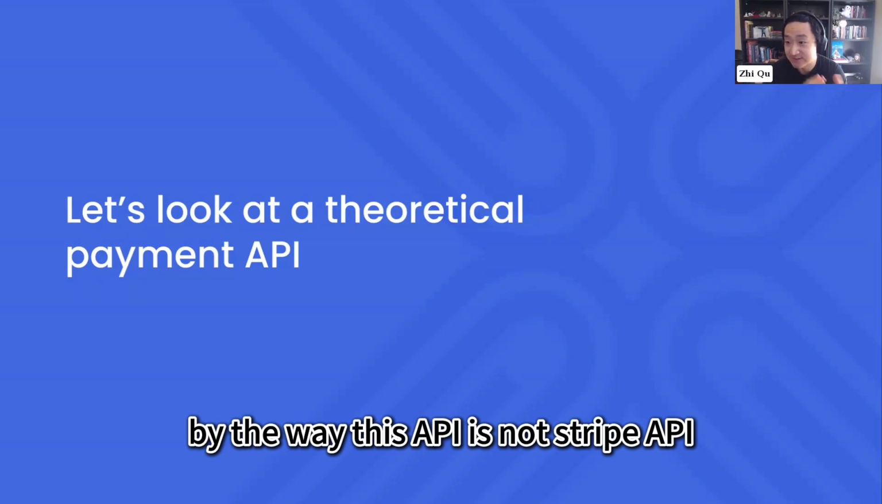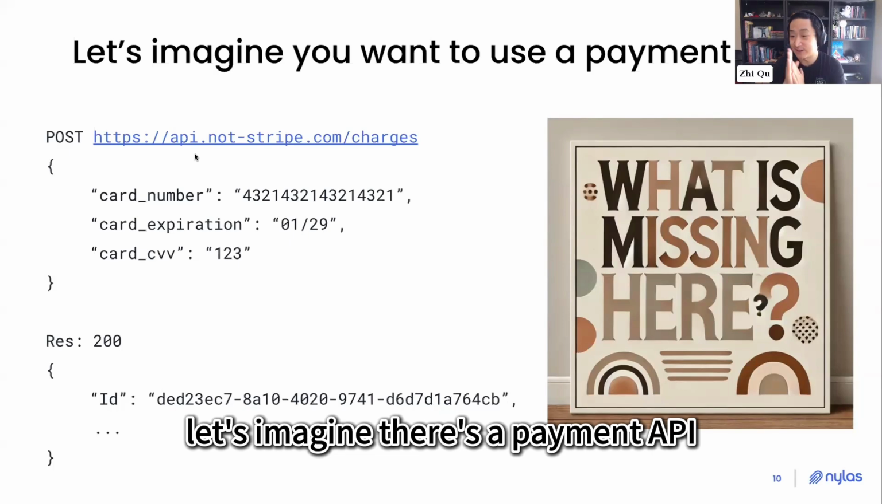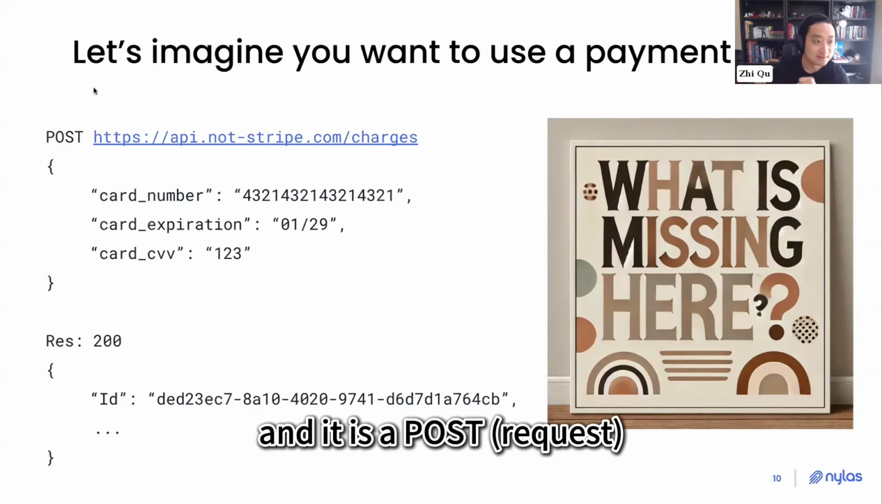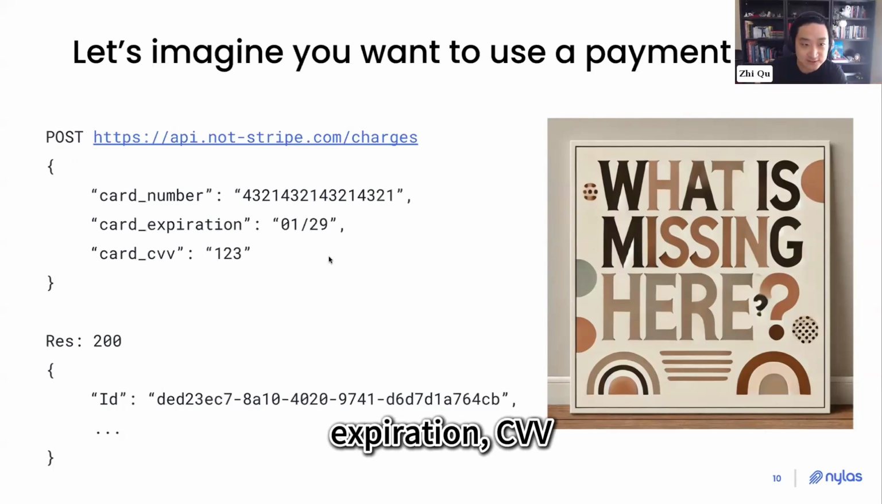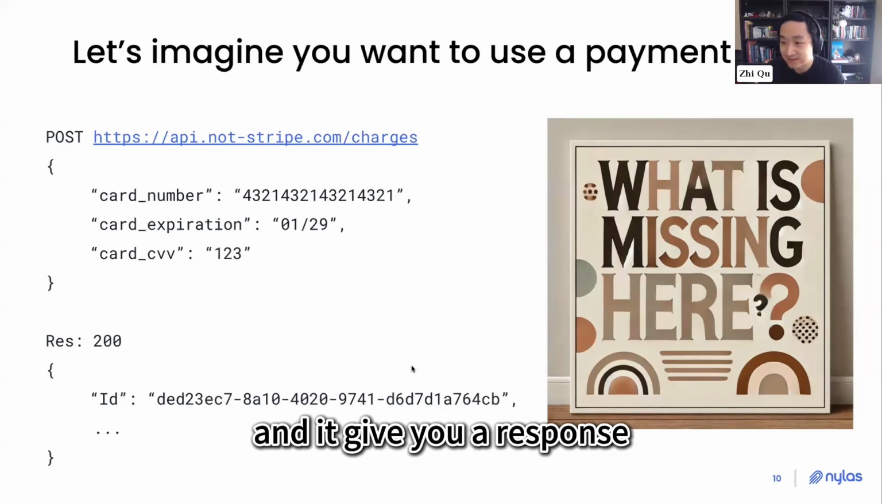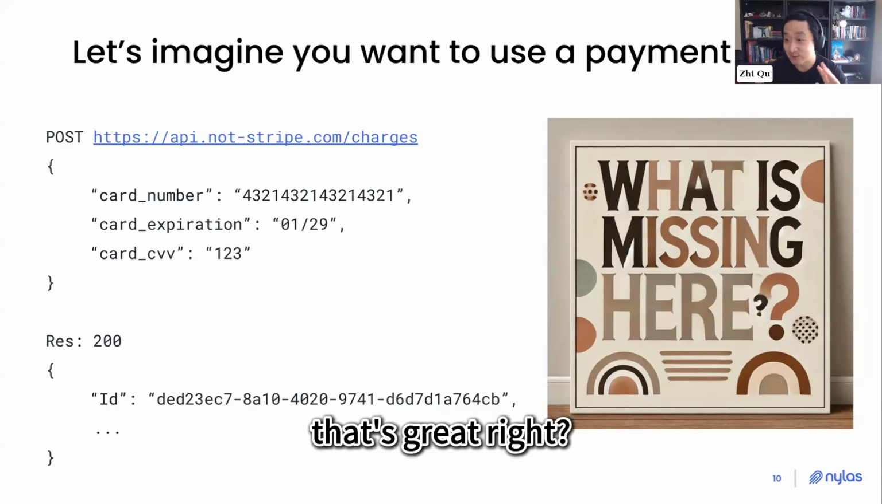By the way, this API is not Stripe API, so the host is not Stripe.com. Let's imagine there's a payment API where you swipe a credit card, and it is a POST. You put credit card information there, expiration, CVV, and it's /charge, and it gives you a response and says, okay, this card is swiped. That's great, right?